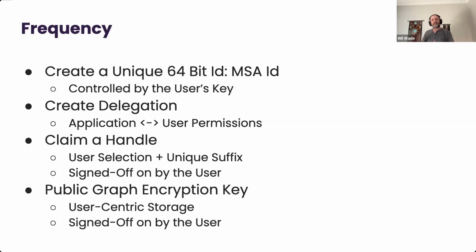And finally, we'll see this again in a minute, but a public graph encryption key, right? As the user's signing up and setting things up, if they're wanting to have an encrypted graph, the public key for that graph encryption is being added to the user-centric storage and signed off on by the user again.